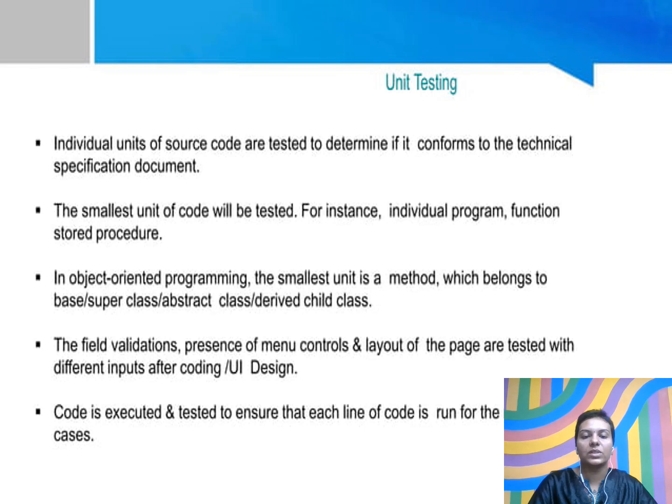In object-oriented programming, the smallest unit is a method which belongs to a base or superclass or abstract class and a derived child class. The field validations, presence of menu controls, and layers of pages are tested with different inputs after coding or user interface design. Code is executed and tested to ensure that each line of code is run for the test cases as per the requirement.